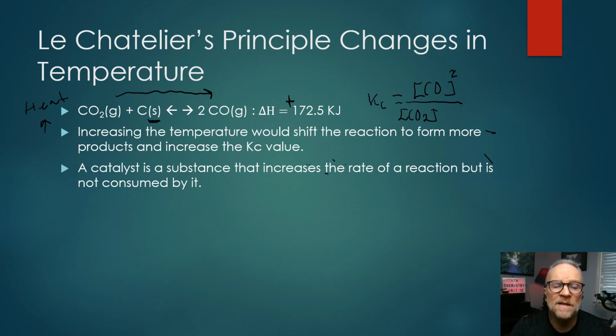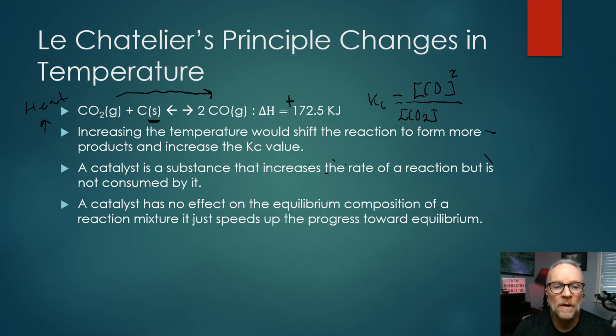A catalyst is a substance that increases the rate of a reaction, but it's not consumed by it. So Kc is not affected, but it would reach equilibrium quicker with the input of a catalyst. A catalyst has no effect on the equilibrium concentration of a reaction mixture. It just speeds the process towards equilibrium.